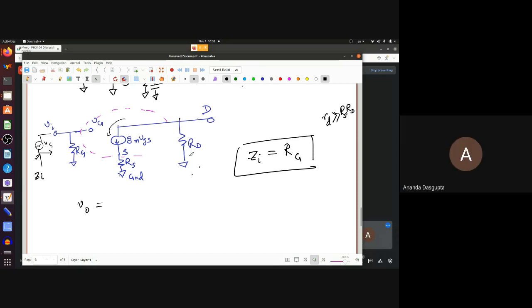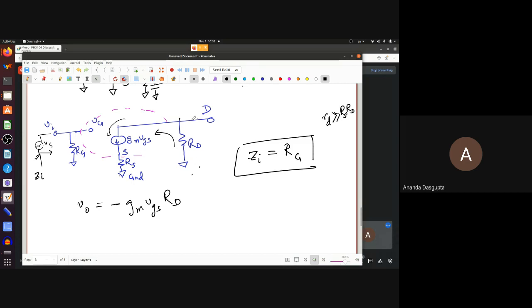Minus GM VGS. How much is VGS? Minus GM VGS is the current, times RD. Yeah, and there's a minus sign because of the current's direction. Remember, this is how the current is flowing.